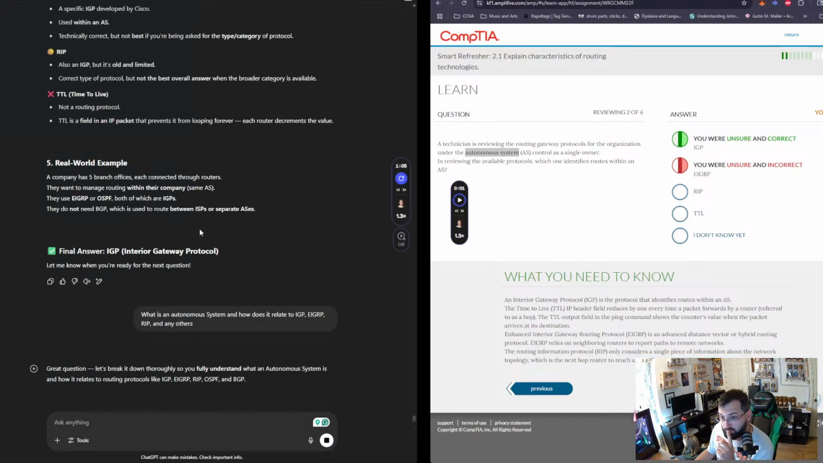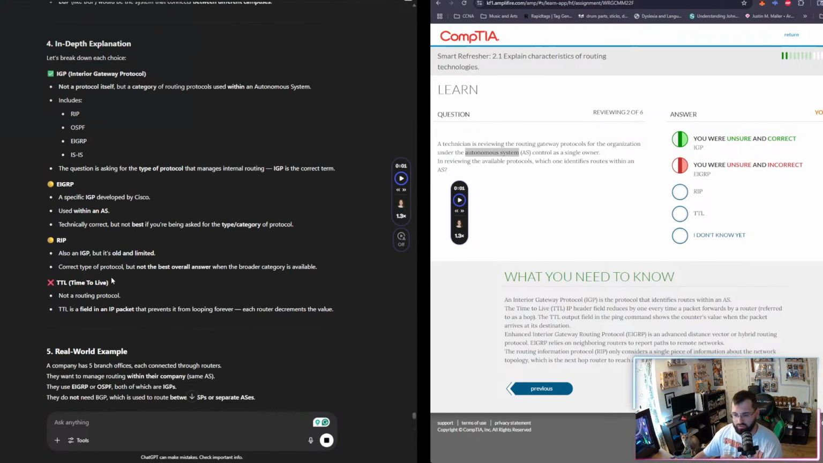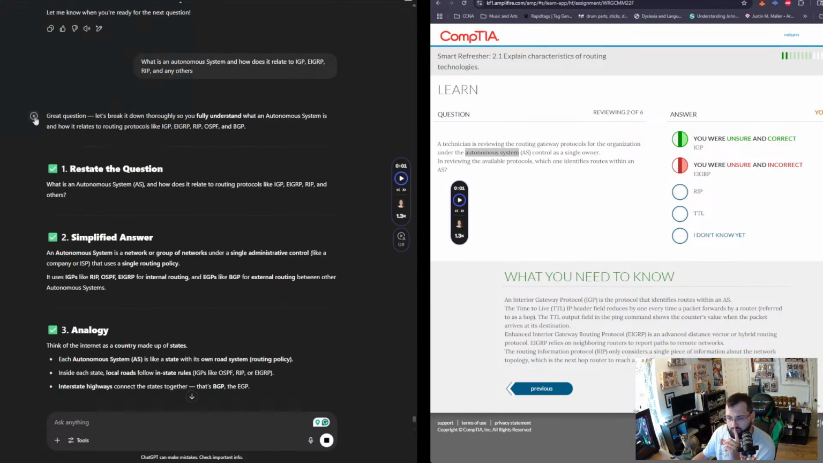Internal gateway. Go back and review this real quick. Not a protocol itself, but it's a category of routing protocol within the autonomous system. So these all must be autonomous systems, and then this is just a category inside of it, or all of these categories inside of it. And what is ISIS? All good questions. What do we got?